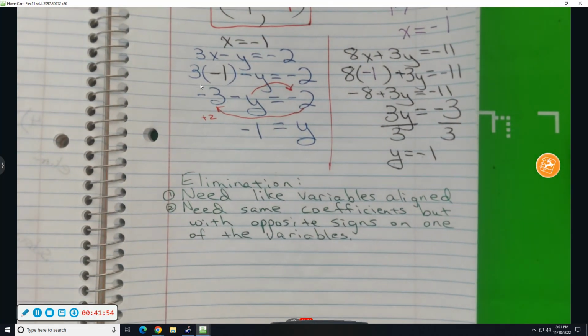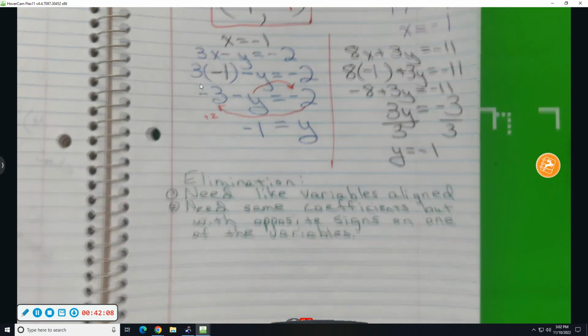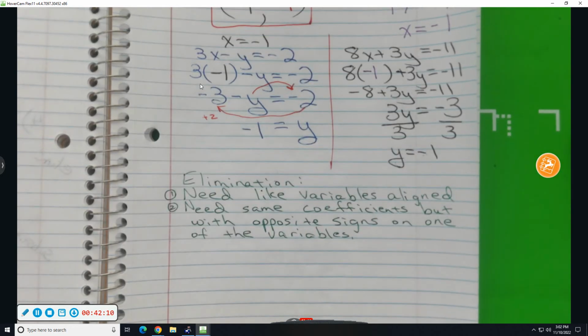You need like variables aligned, and you need the same coefficient but with opposite signs on one of the variables. If you get the same coefficient but opposite signs on both variables, then you're going to have one of those special cases. You'll either wind up with a number equals a number, namely 0 equals a number, or 0 equals itself. Any other questions there?